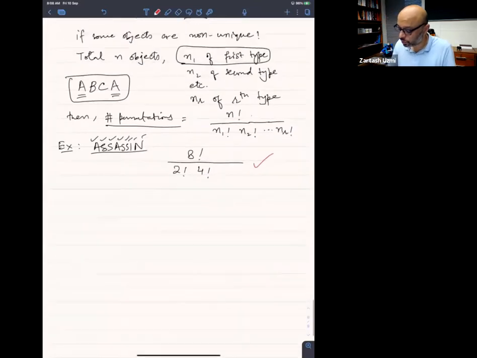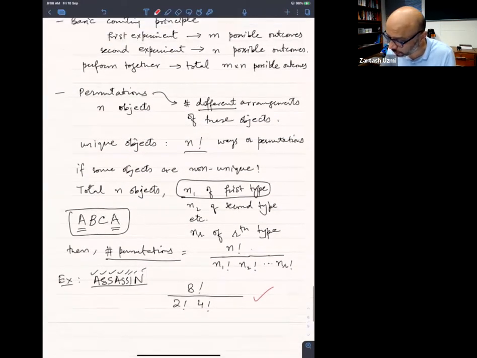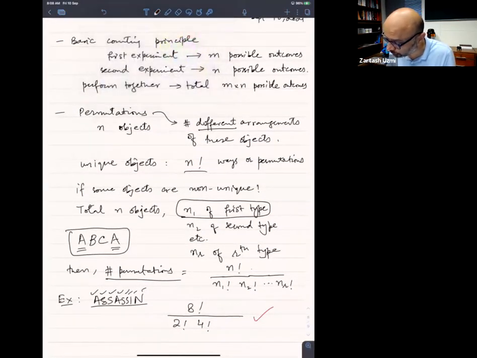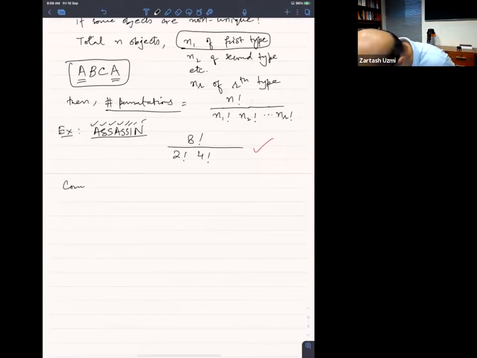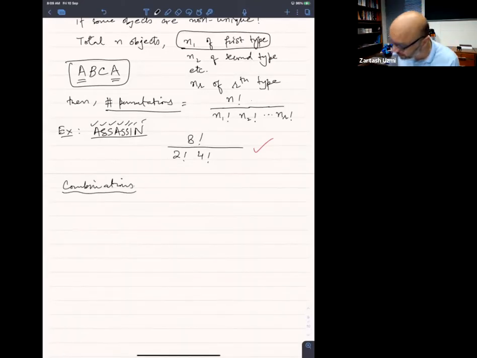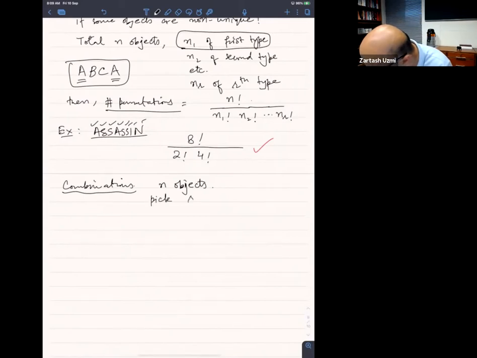So now we know about the basic counting principle. We also know about permutations, and then we also talked about combinations. What are combinations? Combinations is if you have n objects, and you pick a subset of those objects. Pick R objects.